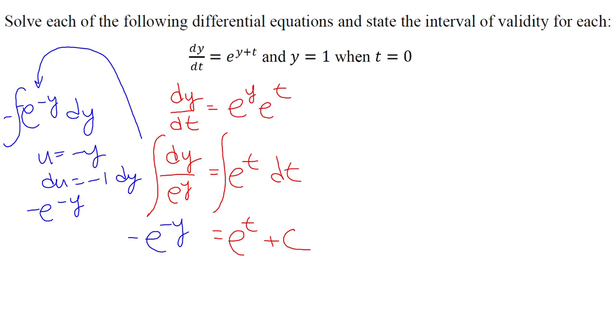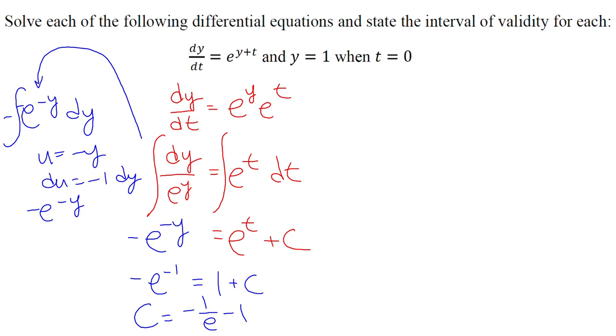When y is 1, t is 0. So we'll have -e to the -1 equals e to the 0, or just 1, plus c, giving us a constant of -1 over e minus 1.